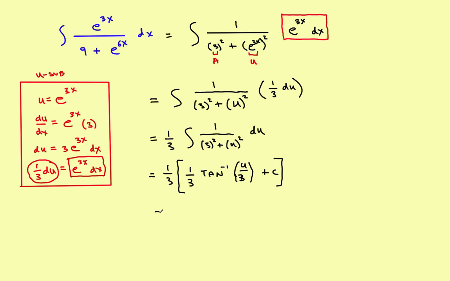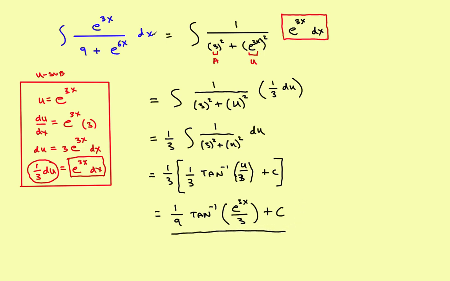Now in the final answer, you still have to turn the u back into an x. So you can multiply these two together and get 1/9 of the inverse tangent of, and in place of u, put what it's equal to. Well, u would be equal to e to the 3x. So this would be e to the 3x divided by 3 plus c. And there's the solution to the first problem.